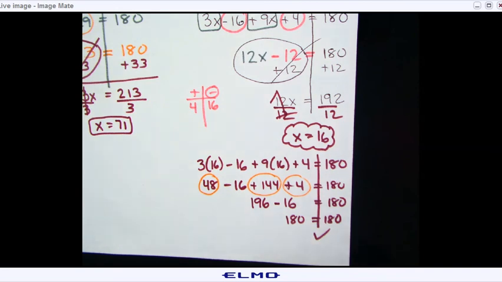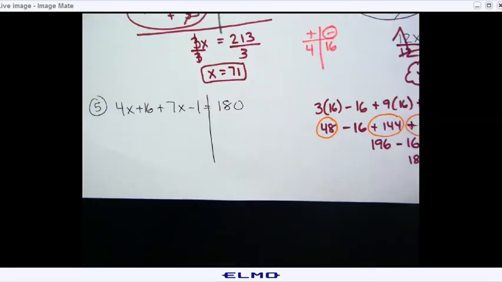All right, so that's all it's talking about. Balance, right? Now you're gonna go ahead and do this one on your own. Let me pause this real quick. You're gonna do this one on your own real quick.